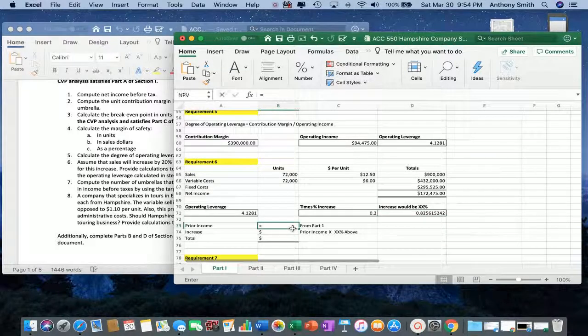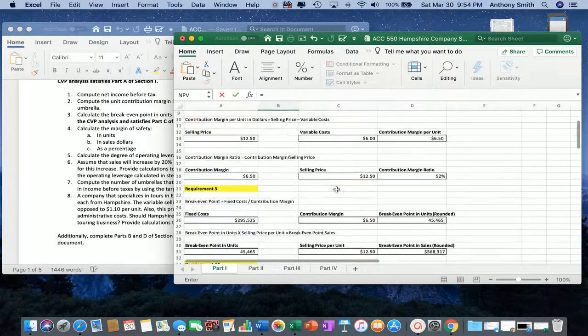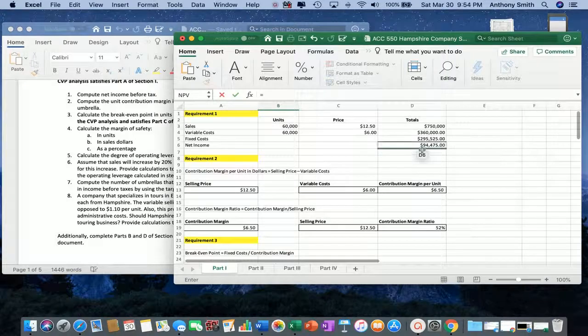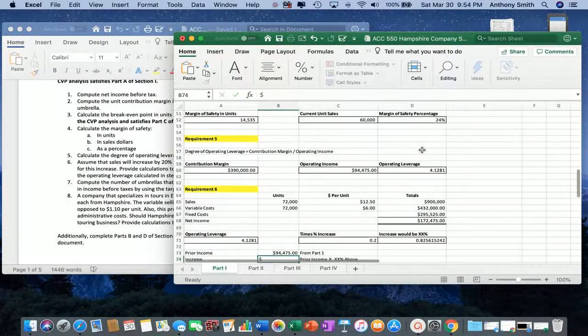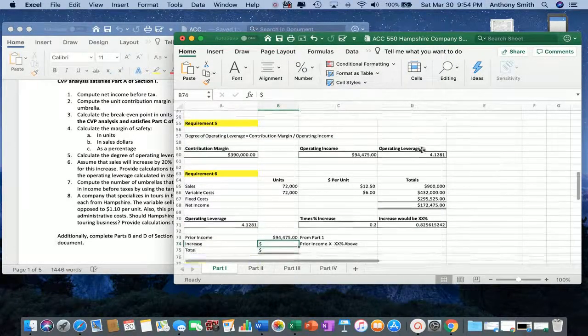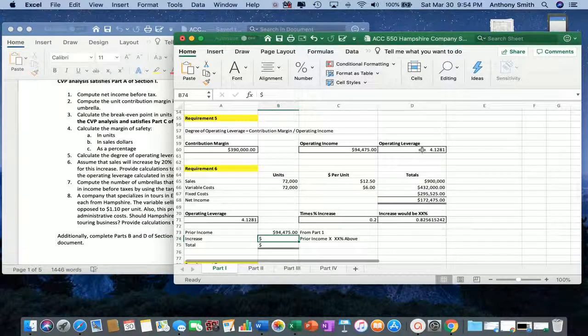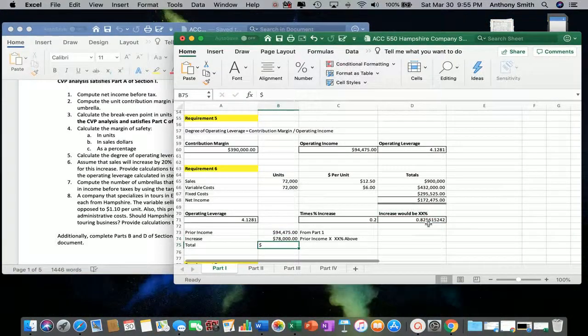So we take the prior income above in requirement number 1. Boom. And then the increase is simply the prior income times the increase, the 20% increase in the operating leverage.